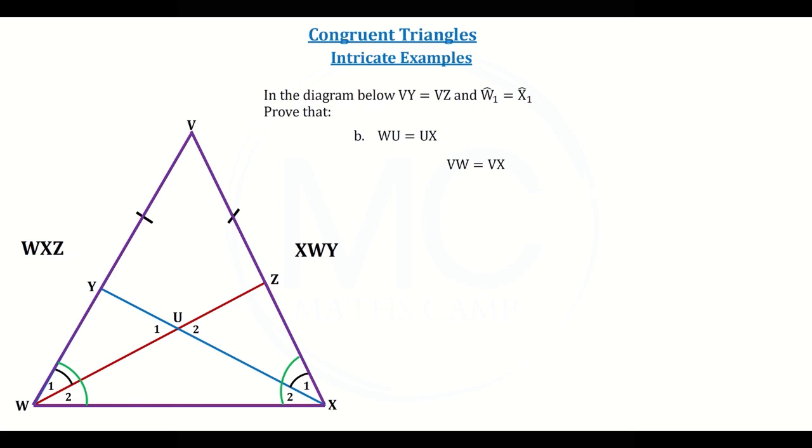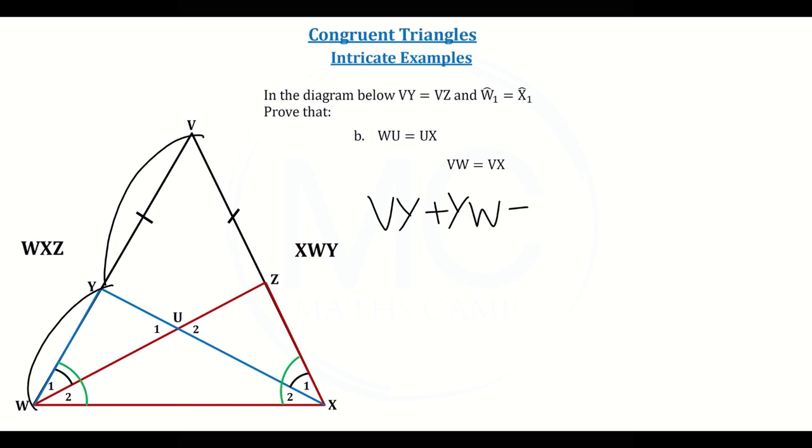Now let's tidy up our page, take out our purple sides, so we can focus on our two triangles. We don't have any parallel lines or any given internal angles, so let's look at the sides of our two triangles. In part A, we found that VW is equal to VX. In the diagram, we can see that VW is made up of VY and YW. So we can make the note that VY plus YW is equal to VW.